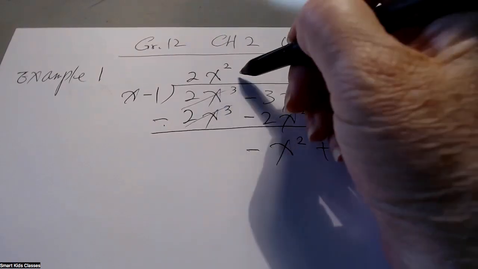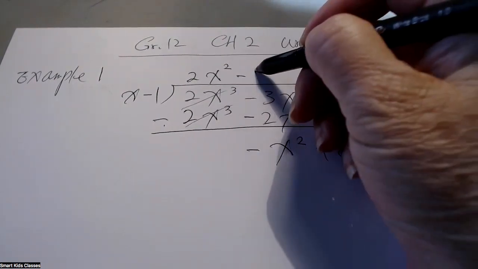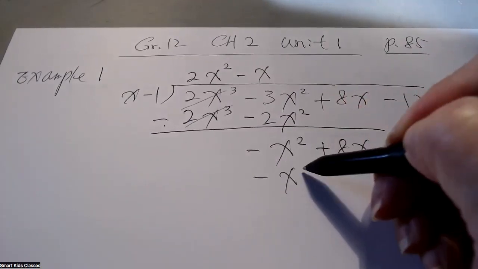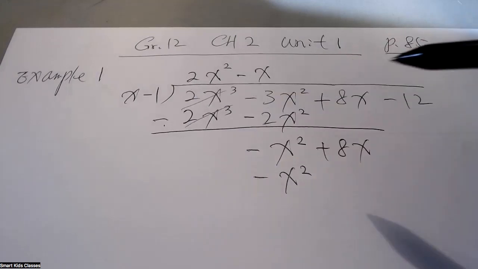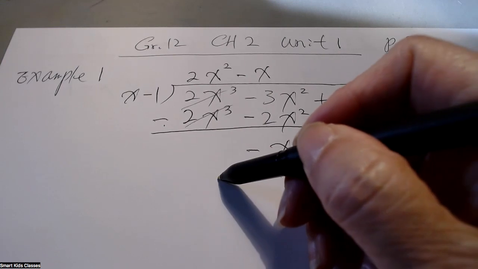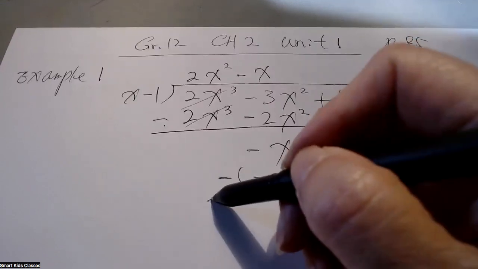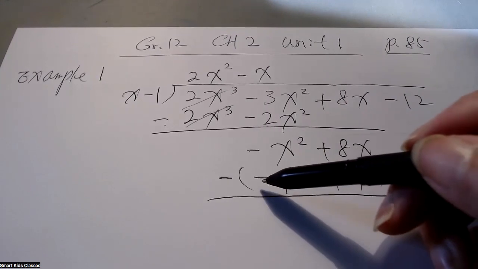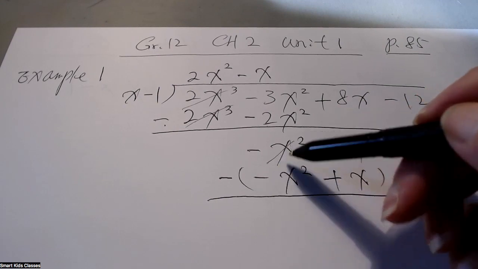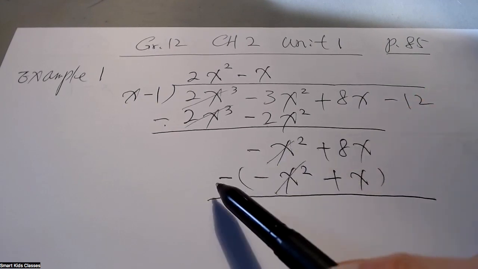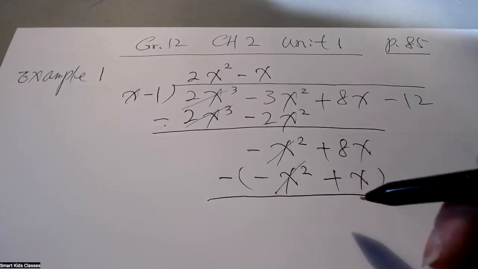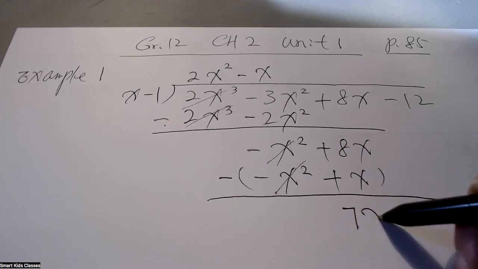So we're going to try negative x to cancel the negative. Negative x times x, we have a negative x squared. And negative x times negative 1, we have a plus x. Now from here, we subtract. When you subtract, you cancel the first term. Negative becomes positive, and you cancel this term. And 8 minus 1, you get positive 7x.